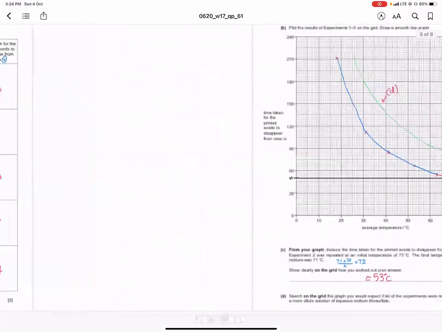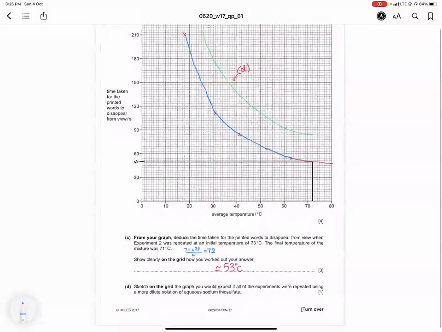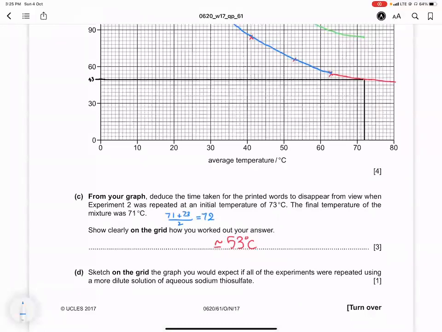Then he will ask you to draw a graph. The graph is the one in blue. The plotting must be accurate, okay? Then he asked, from your graph, use the time taken for the printed words to disappear from view when experiment 2 was repeated at an initial temperature of 73 and the final temperature of the mixture was 71. But we have on the x-axis average temperature. So you must add the 71 to the 73 over 2. You have an average temperature of 72.